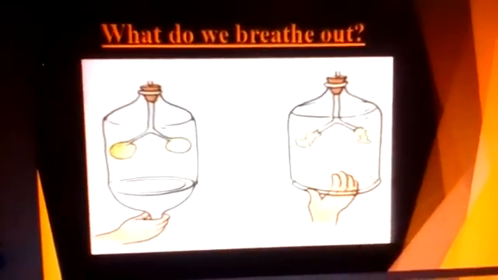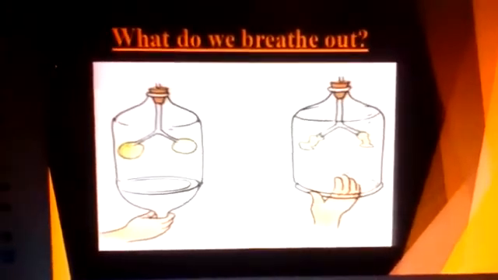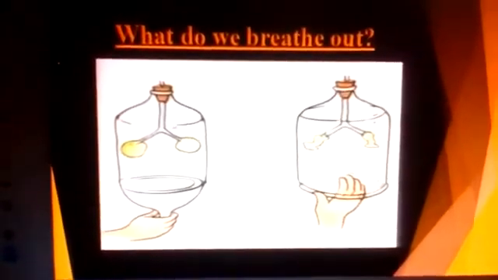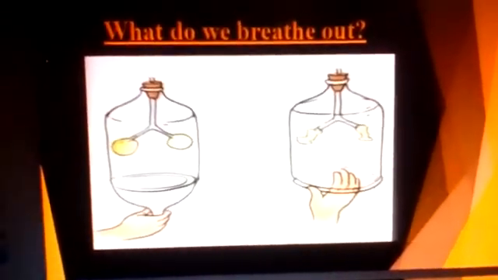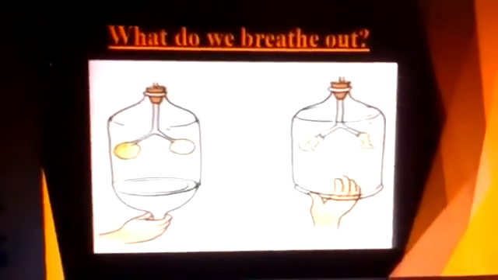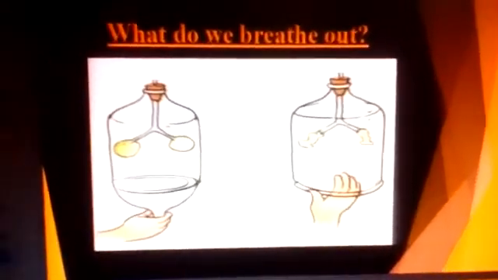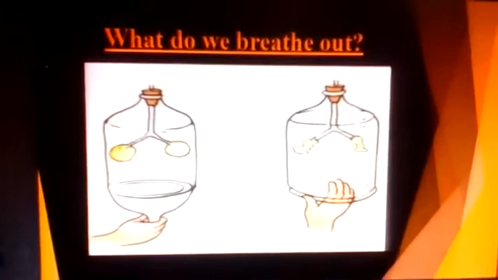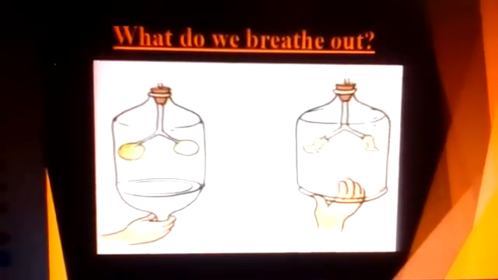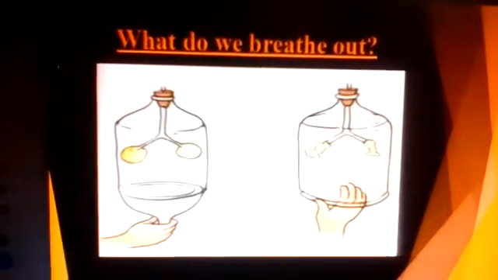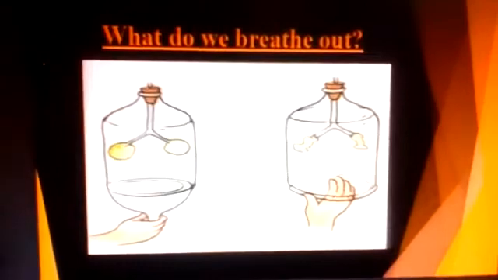Now push the rubber or plastic sheet up and observe the balloons. What is the change in the balloons? The balloons again get deflated. Now what do the balloons in this model represent? What does the rubber sheet represent here? The balloons inside the bottle represent the lungs, and the rubber sheet represents the diaphragm.